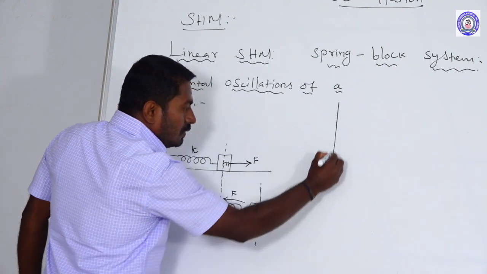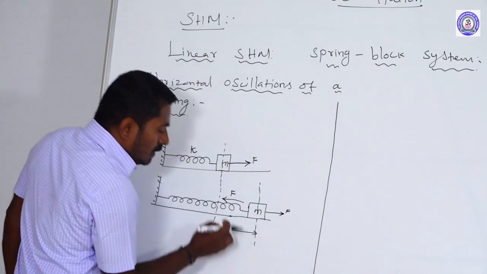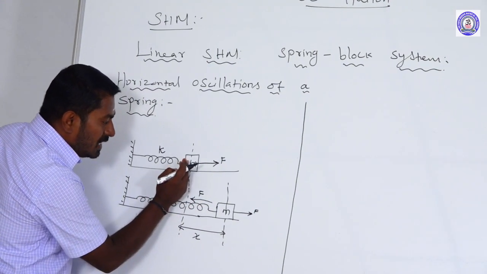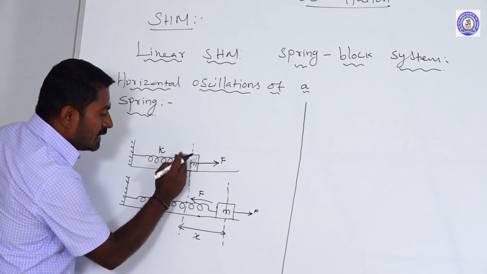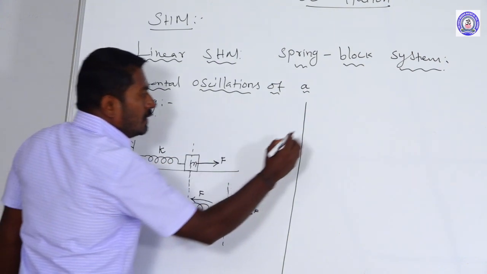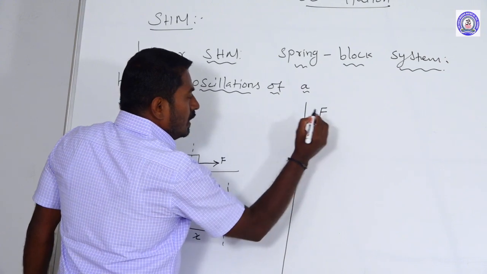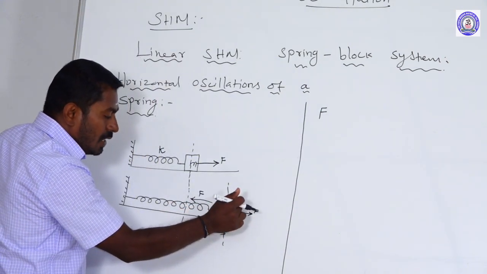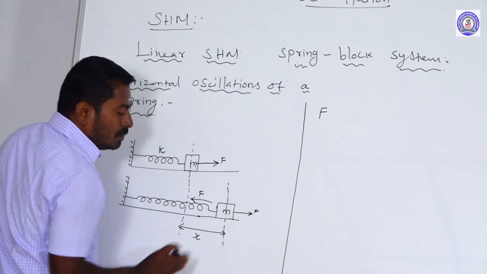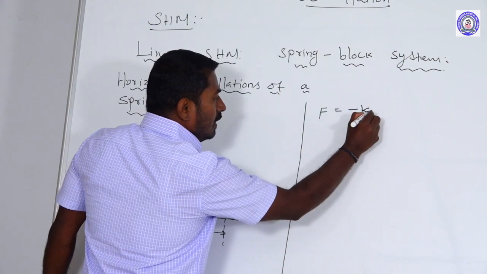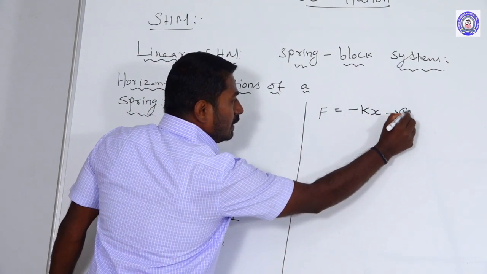Now, a restoring force is developed within the spring due to the displacement of the block of mass M through a displacement x towards the positive x-axis. The restoring force exerted by the spring on the block of mass M is opposite to the direction of displacement of the block. F is equal to minus Kx, equation number 1.